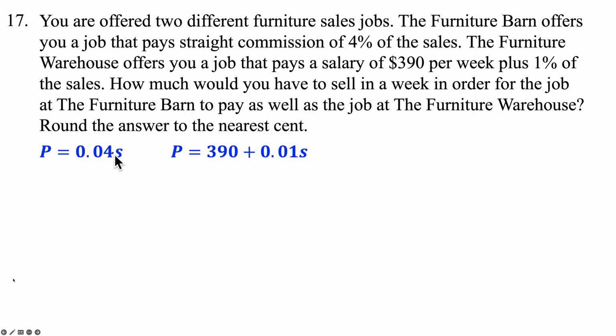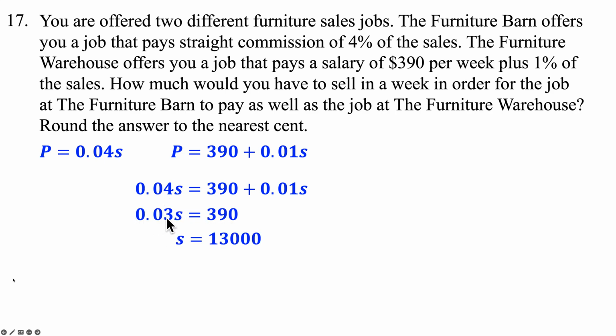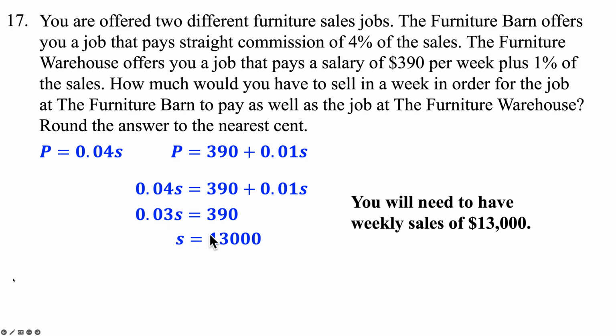Take 0.04S, since that's equal to P, put it in right there. All right, subtract over 0.01S, that gives you 0.03S equals 390. Divide by 0.03, you have to have $13,000 in sales to find out that these two jobs are equal in pay.